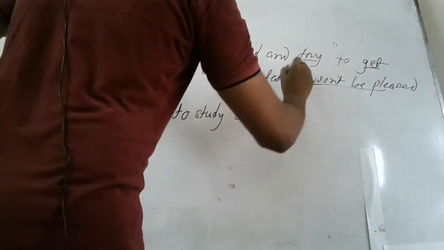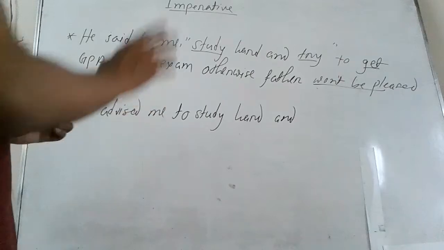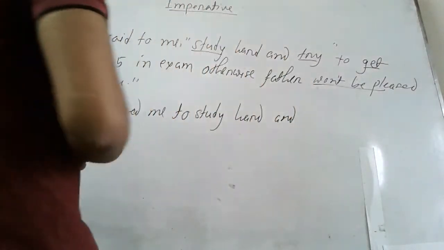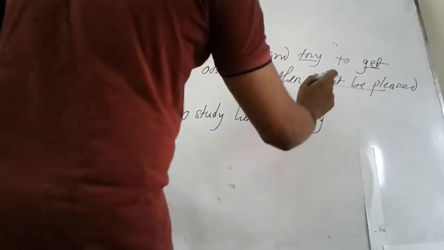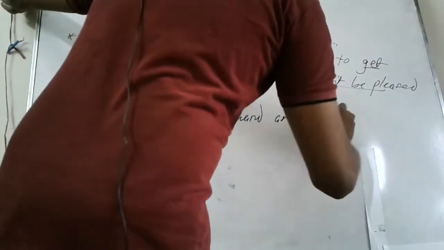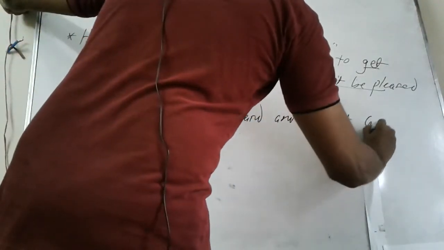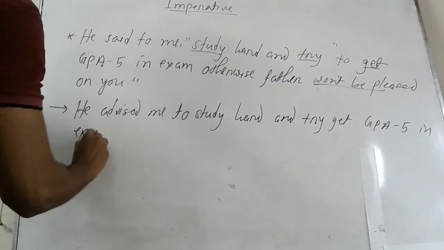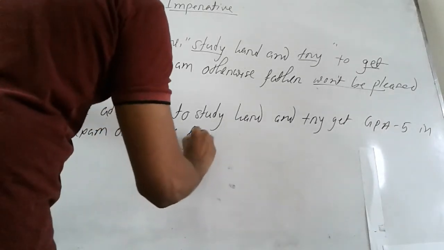and so now we have our second verb. So now we will see if there is any subject before that verb or not. We can clearly see that there is no subject before this verb. That means this very verb, this try, will also be in its present form. That means it also won't be changed. Try. Now this verb is after to, that is infinitive. So we know that after to no verb will be changed, every verb will be in its present form. Get GPA 5 in exam, otherwise father.